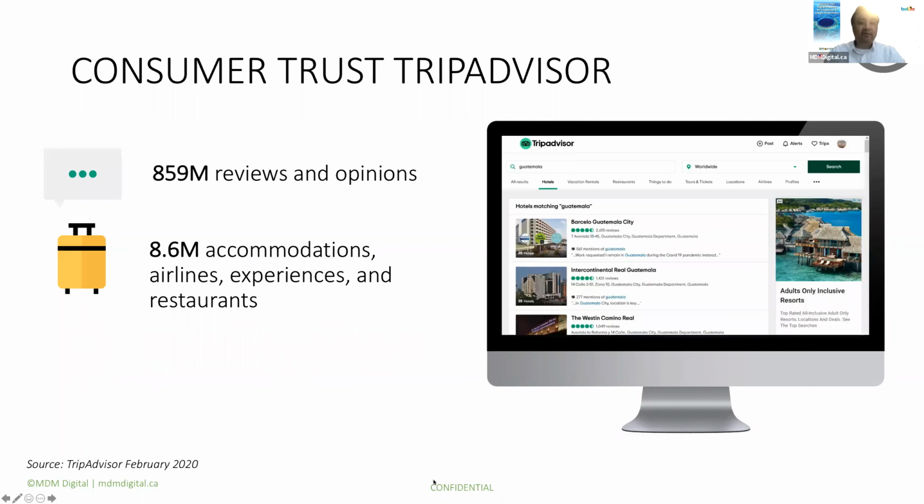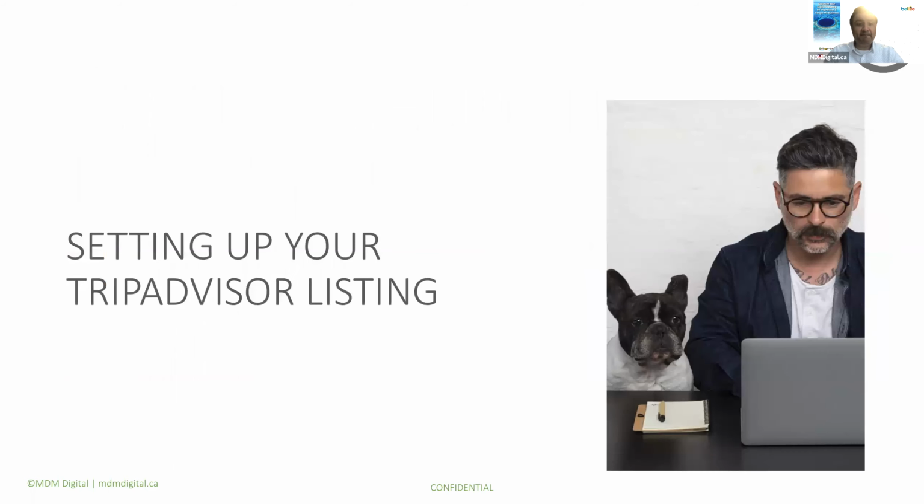There are over 859 million reviews and opinions that consumers have contributed to TripAdvisor on the platform. And there are over 8.6 million listings on that platform, whether they be accommodations, hotels, bed and breakfasts, airlines, attractions or experiences, and restaurants. So again, a lot of content already here, and people trust it.